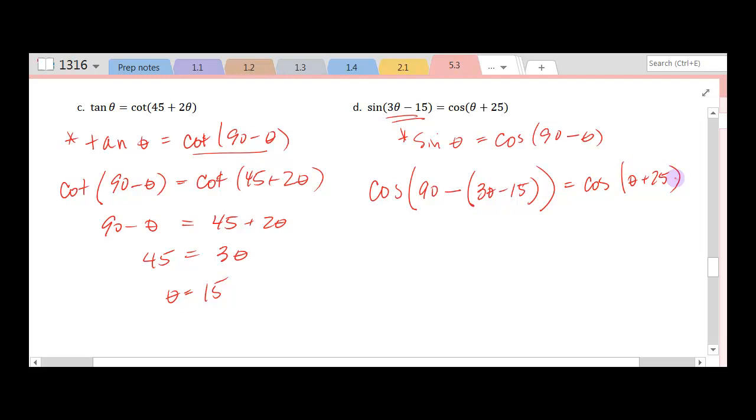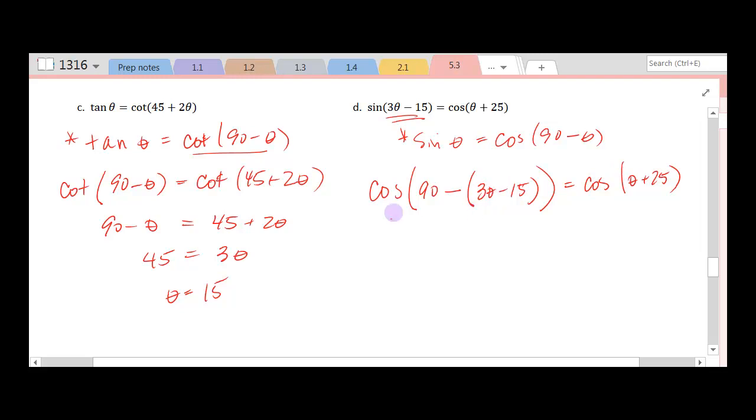The important step here is recognizing that the identity says if I take the sine of some angle, that's equal to the cosine of 90 minus that angle. Understand that this is really just an angle that we replace theta with here. So it follows the same properties of 90 minus an angle, which is equal to cosine of theta plus 25.